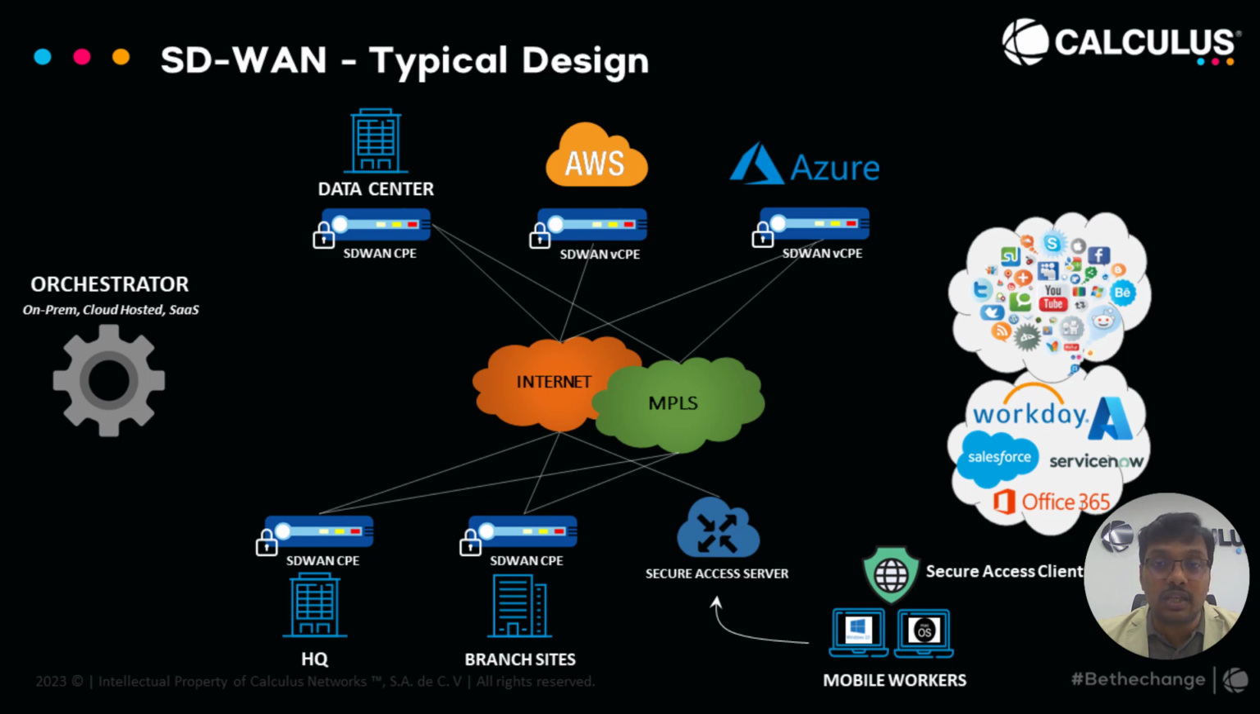Right? You will also see the secure access server, which is mostly a cloud-based service enabling secure service edge for the remote users of the organization, right? Actually, if you take only SD-WAN, this SSE, secure service edge, mostly won't be part of the solution.